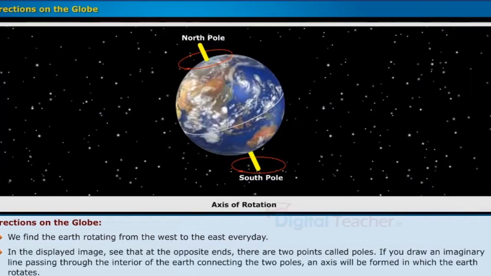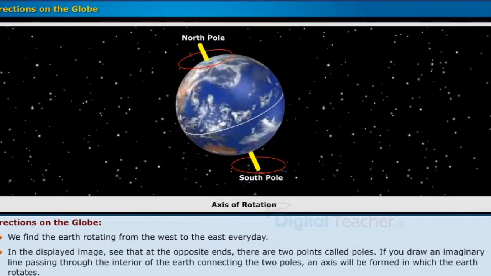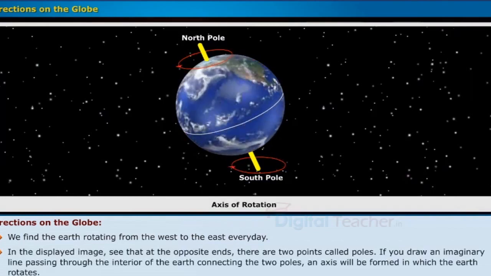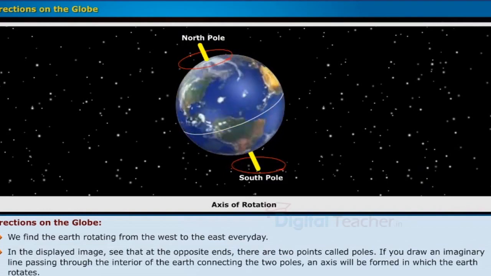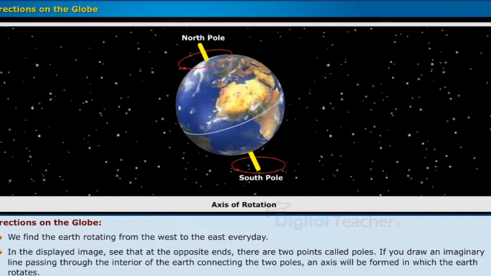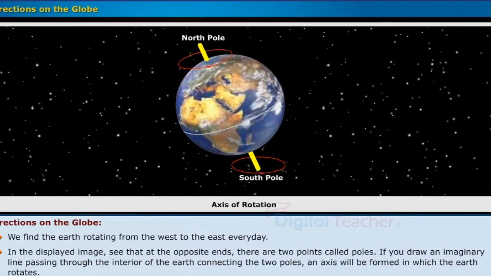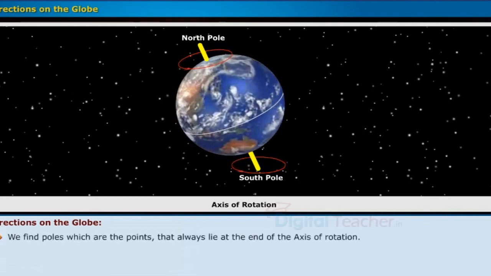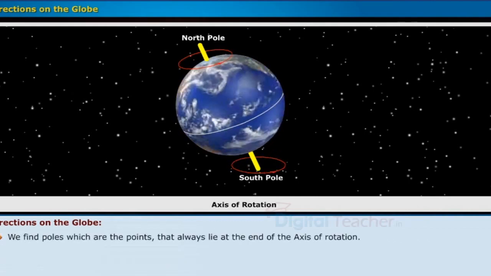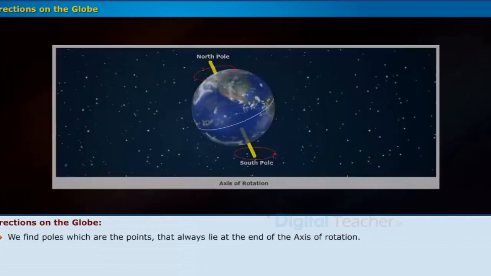In the displayed image, see that at the opposite ends, there are 2 points called poles. If you draw an imaginary line passing through the interior of the earth connecting the 2 poles, an axis will be formed in which the earth rotates. We find poles, which are the points that always lie at the end of the axis of rotation.